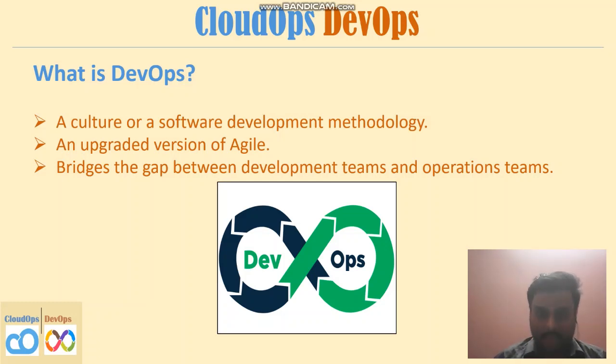So in DevOps methodology, as the name suggests, DevOps is a culture and a software development methodology. DevOps is a culture in the sense that the traditional culture of the development team, testing team, and the operations team working in silos was totally removed. In DevOps culture, the development team, the testing team, and the operations team were all brought together and started working together.